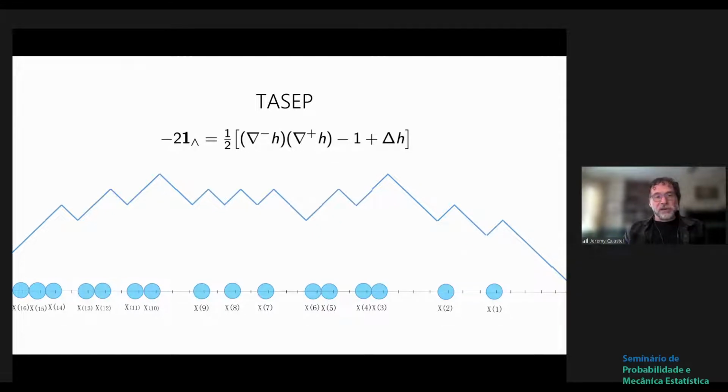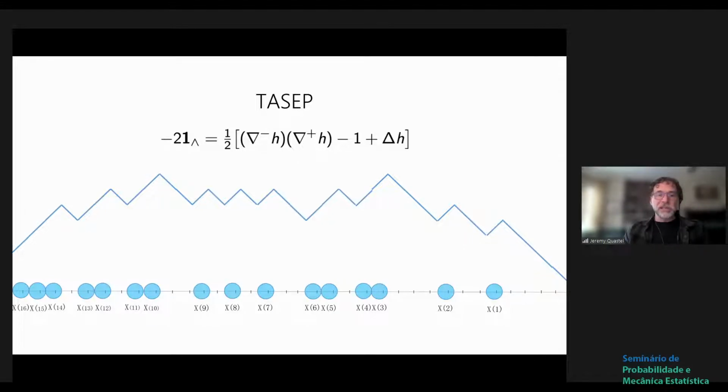So it's actually equal to 1/2 times the discrete backwards difference operator, h of x minus h of x minus 1, times the forward difference operator, h of x plus 1 minus h of x minus 1, plus the discrete Laplacian of h. So all the KPZ terms are here. And if you wrote an equation for TASEP, it would just be d of h is equal to this function plus some martingales, which were approximating space-time white noise.